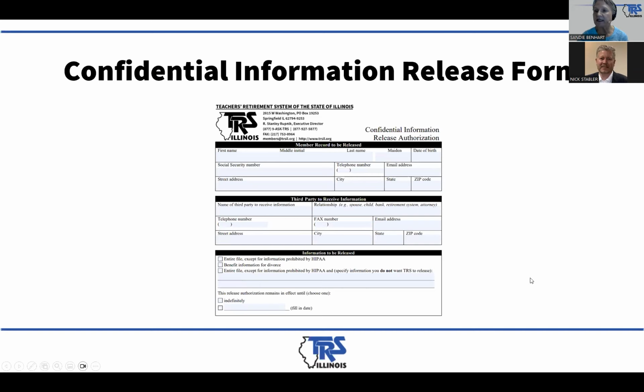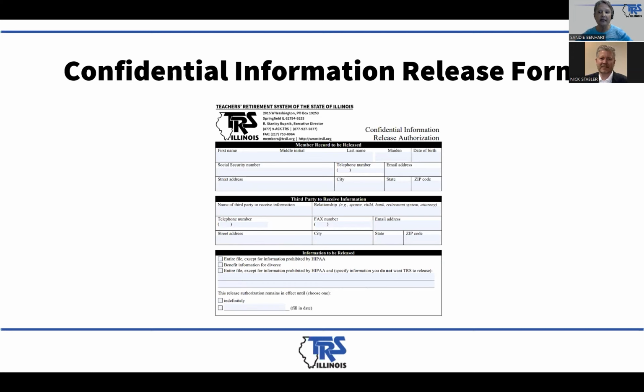So this might be a little bit small to see on the screen, but this will just give you a general idea of what we're looking for. This is the form. The top part of the information is your information, your name, social security number, or you could put your member ID in there if you like, phone number, address, that type of thing. So we'll get that basic information from you. Then we will get the same information from the third party that you want the information to be given to. So this could be a spouse, it could be your same address and everything, that's all fine, but you fill out that second category. And then on the bottom here, it says what information can be released.